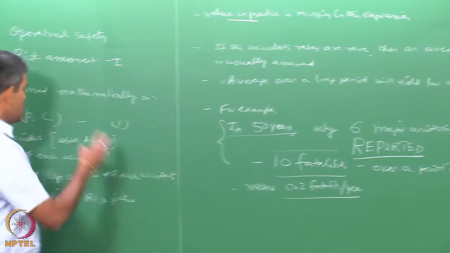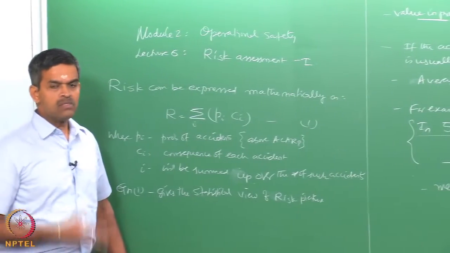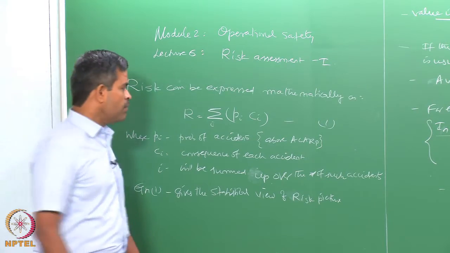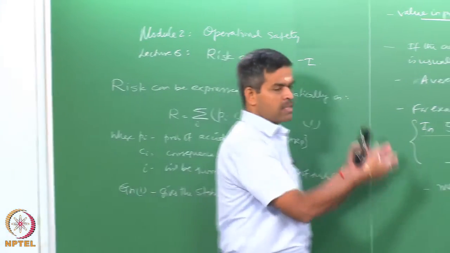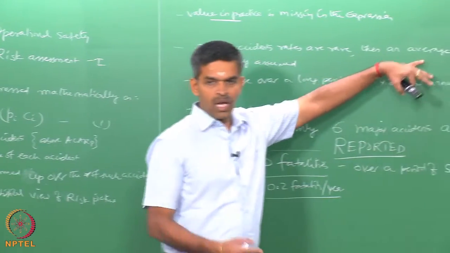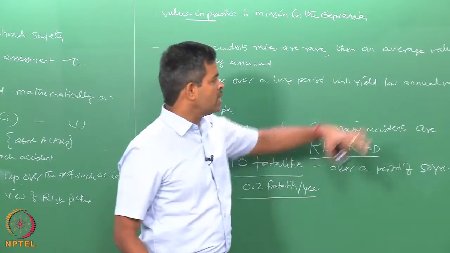So, obviously, this equation number 1 does not talk about the economic value at all. Even if we mathematically apply it with an example like this, where the number is so low for a large period, you are bound to take an average value.